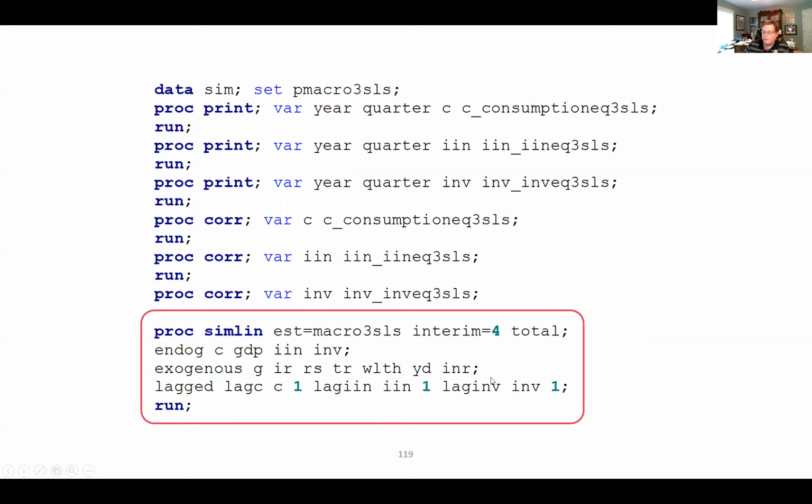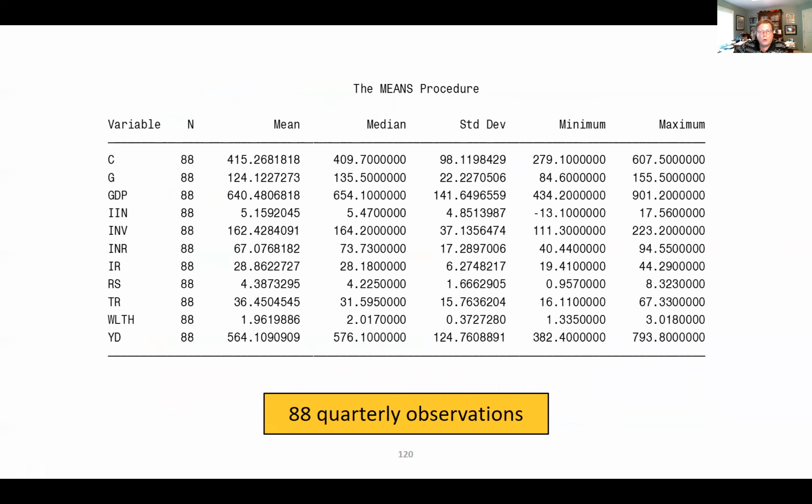So once we have that, and here, how many interim multipliers do you want, given the fact that these correspond to quarterly data? I let 4 being equal to not only the contemporaneous period, but after 1 quarter, 2 quarters, 3 quarters, 4 quarters, and then find the cumulative or total multiplier as well. SAS will provide all of that.